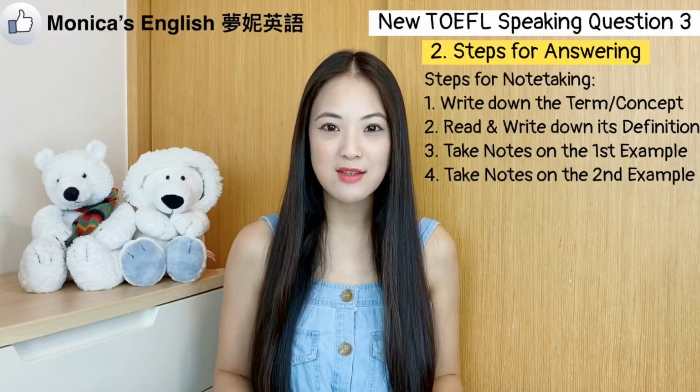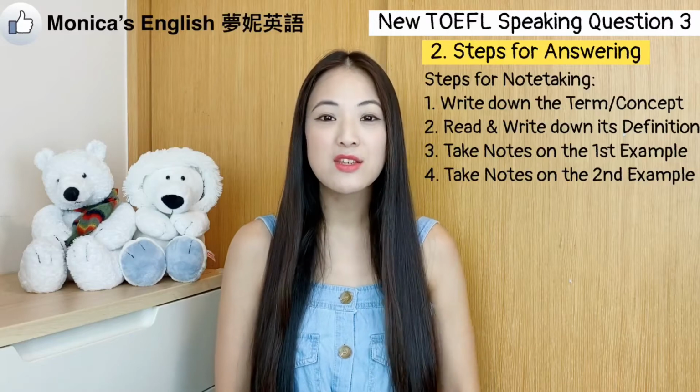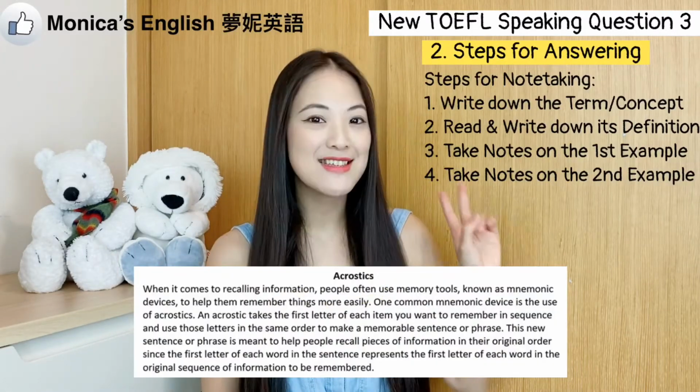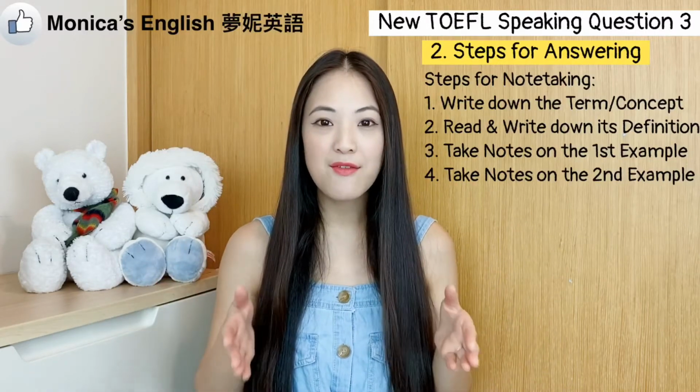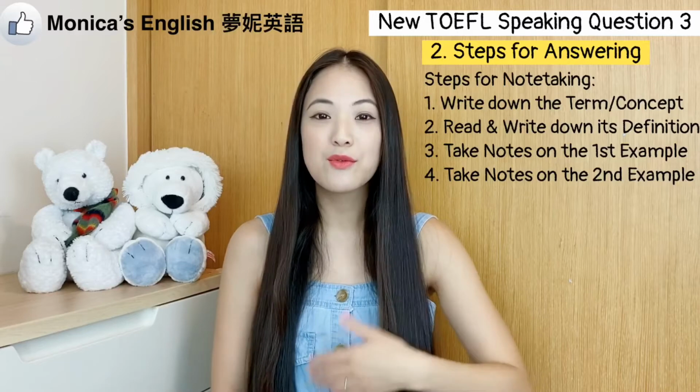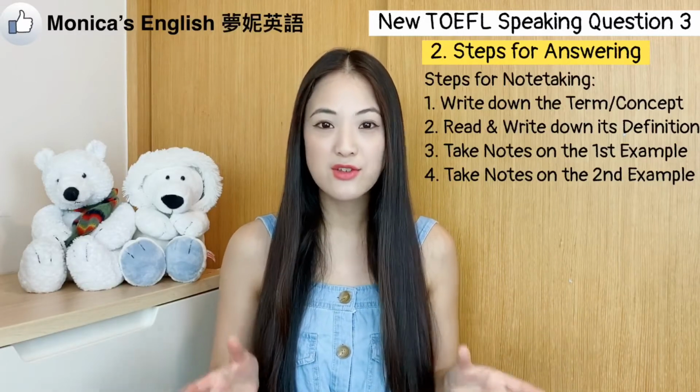Here's what your notes should look like. From the reading passage, first write down what the academic term or concept is. It's usually found in the heading of the reading passage that you read. Second, go through the reading and find the definition, the meaning of the academic term or concept, and write some keywords down to help you later on to rephrase the meaning of this term.